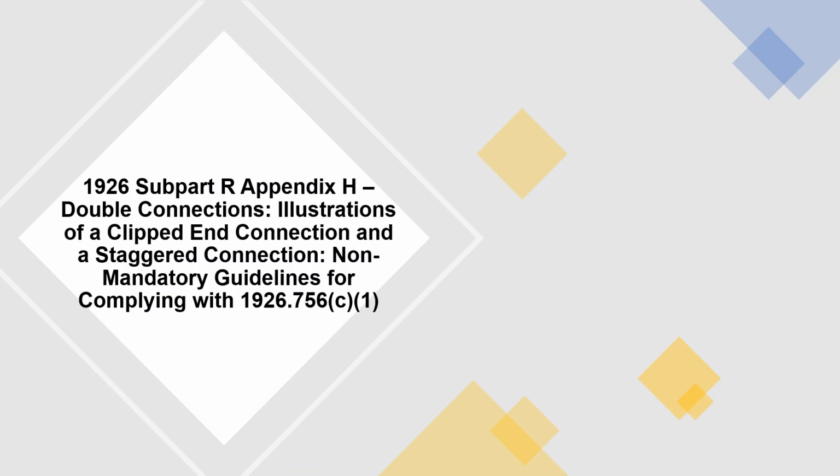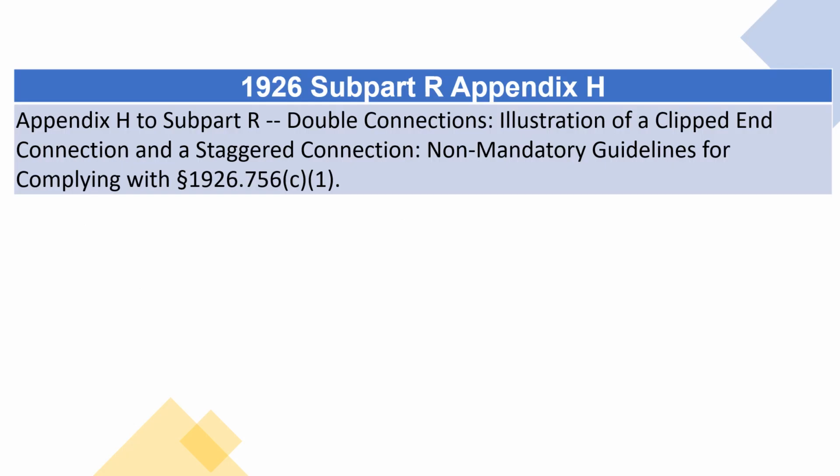1926 Subpart R Appendix H. Double connections, illustrations of a clipped-end connection and a staggered connection, non-mandatory guidelines for complying with 1926.756(c)(1).